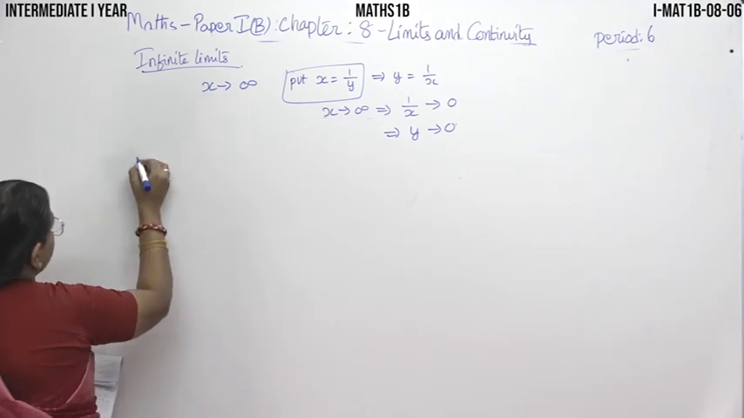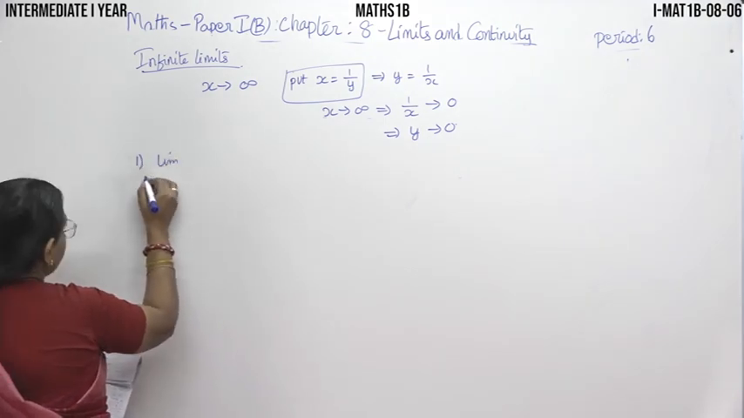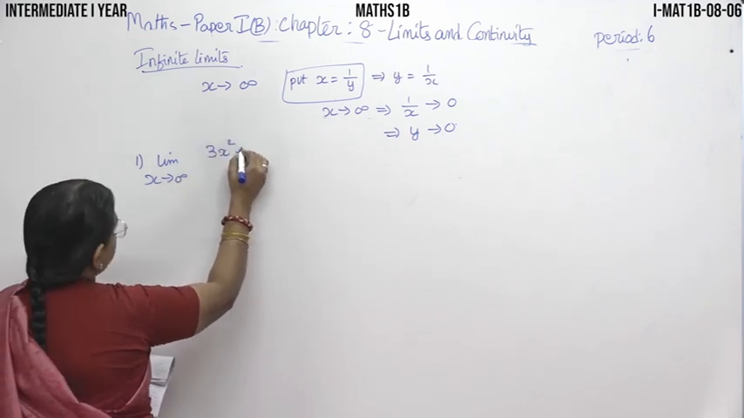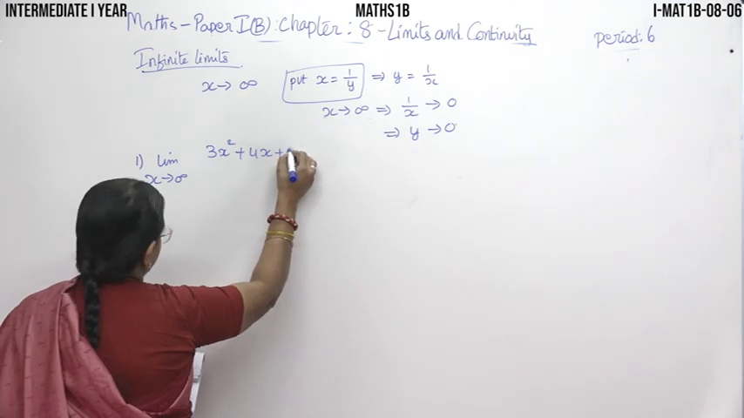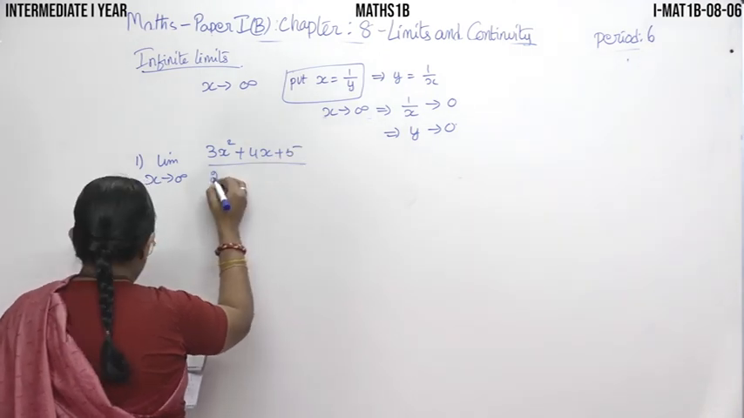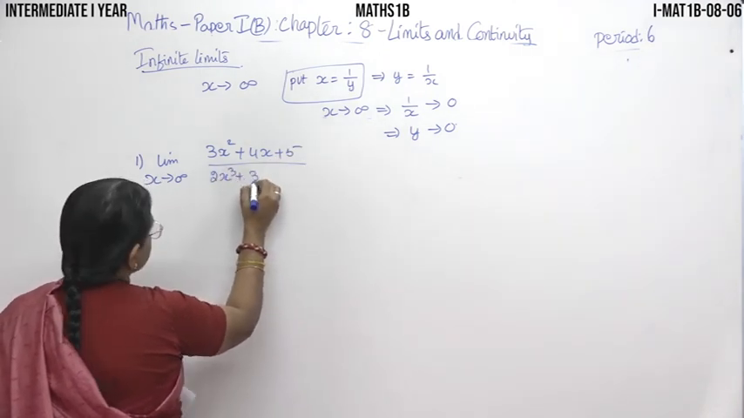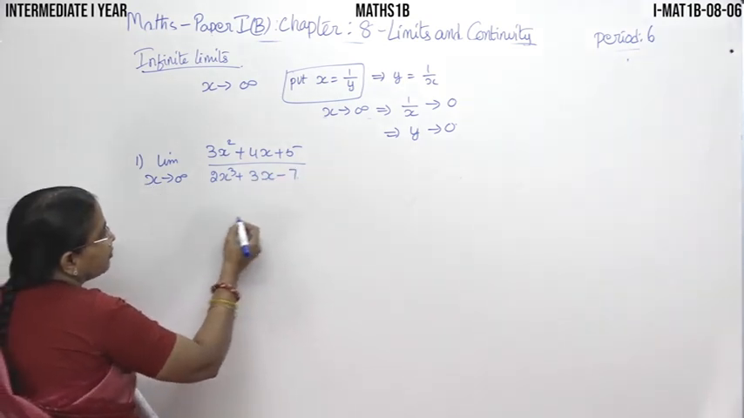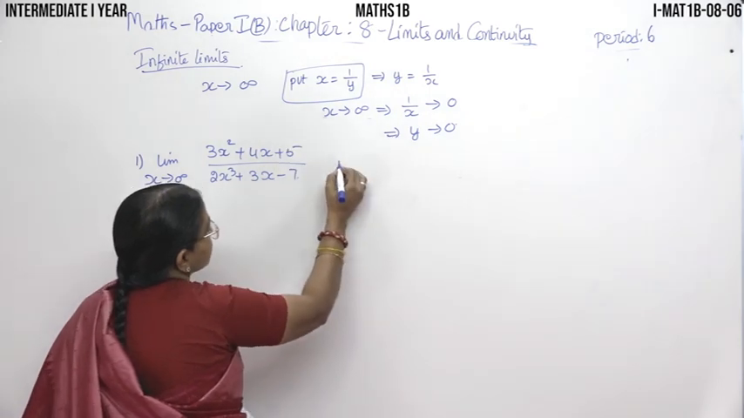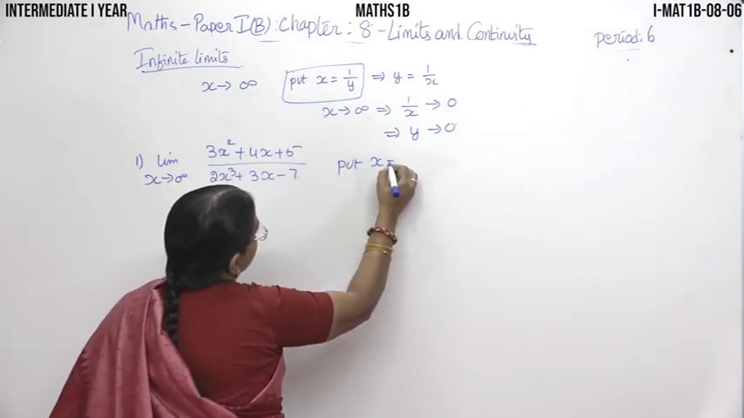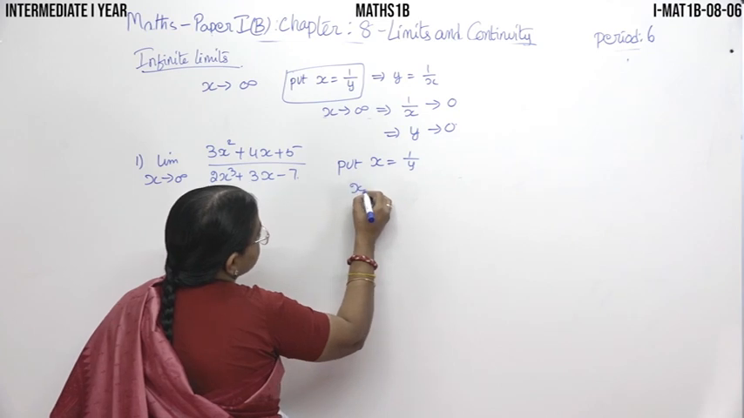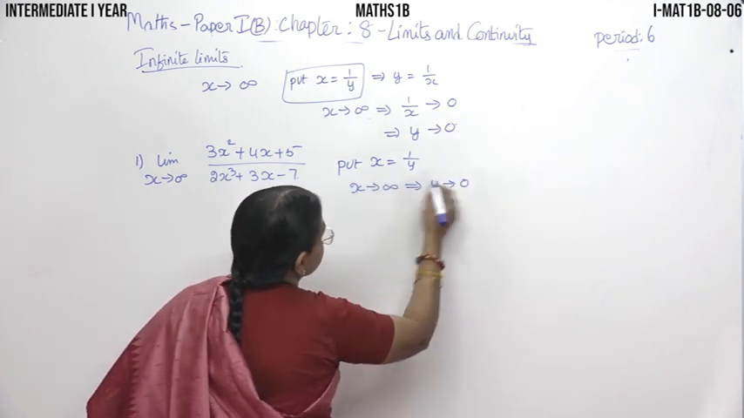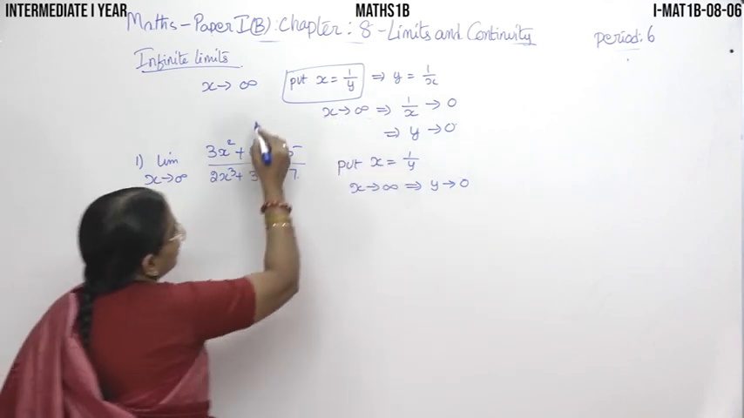First one, I'll do by two methods. Limit x tending to infinity of (3x square plus 4x plus 5) by (2x cube plus 3x minus 7). So here we have x tending to infinity, no? So we'll write all this. Put x is equal to 1 by y. x tends to infinity implies y tends to 0. That is enough. You need not write all that in full.